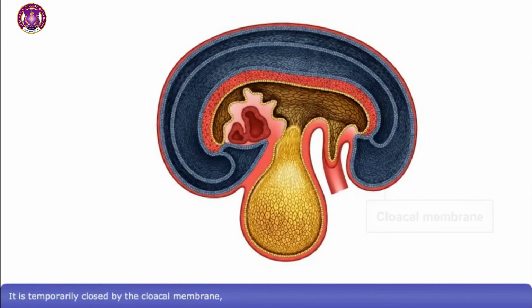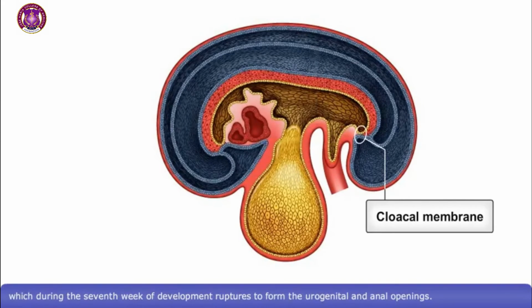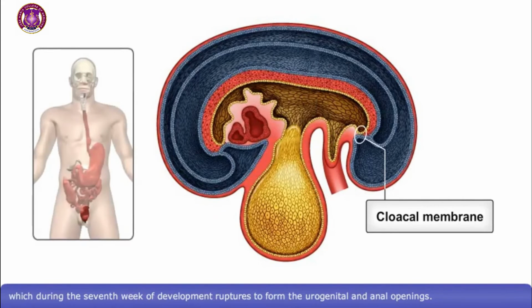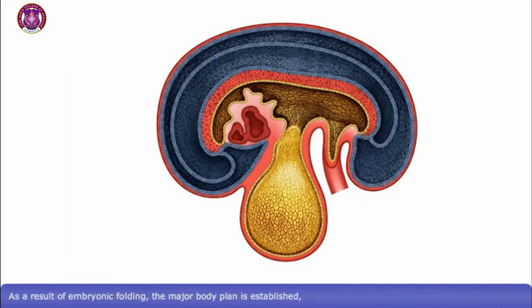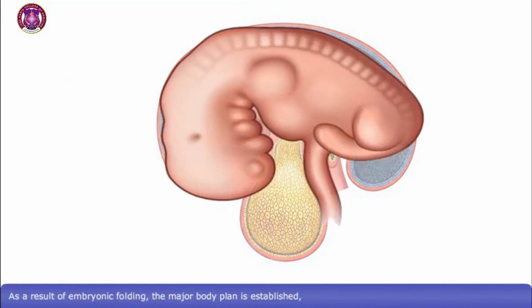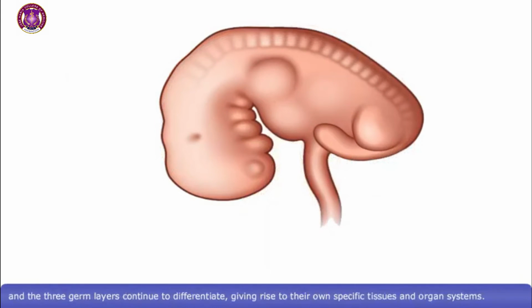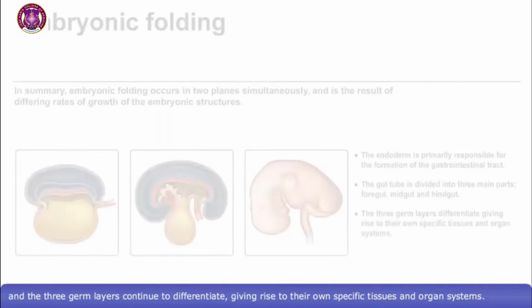It is temporarily closed by the cloacal membrane, which during the 7th week of development ruptures to form the urogenital and anal openings. As a result of embryonic folding, the major body plan is established, and the 3 germ layers continue to differentiate, giving rise to their own specific tissues and organ systems.